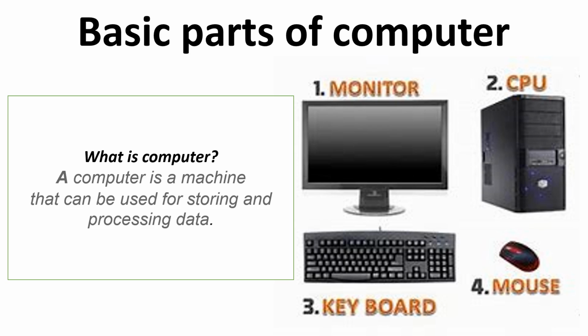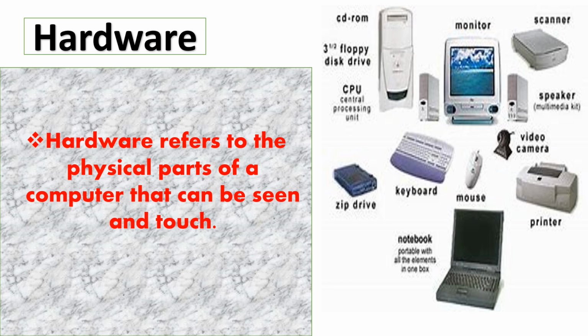What is computer? A computer is a machine that can be used for storing and processing data. Can you say what are the major parts of computer? Yes, monitor, CPU, keyboard and mouse. We have already learned the functions of different parts of a computer. Now let us learn the hardware and software of a computer.